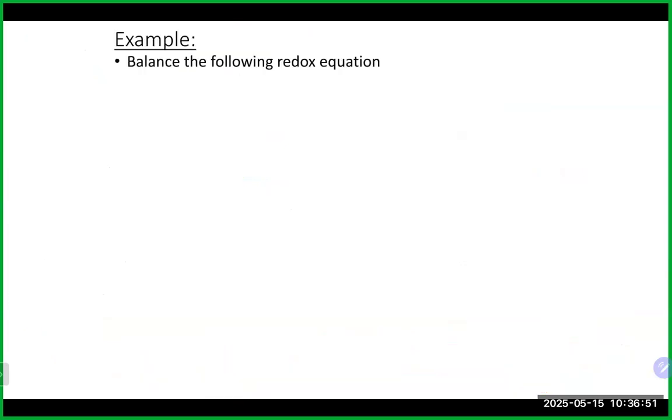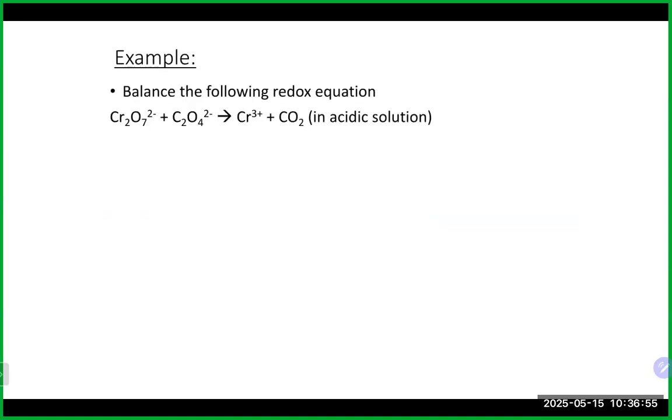Going to try one more just to make sure. Let's do this one. Balance this one in acidic conditions, and also figure out what's being oxidized.